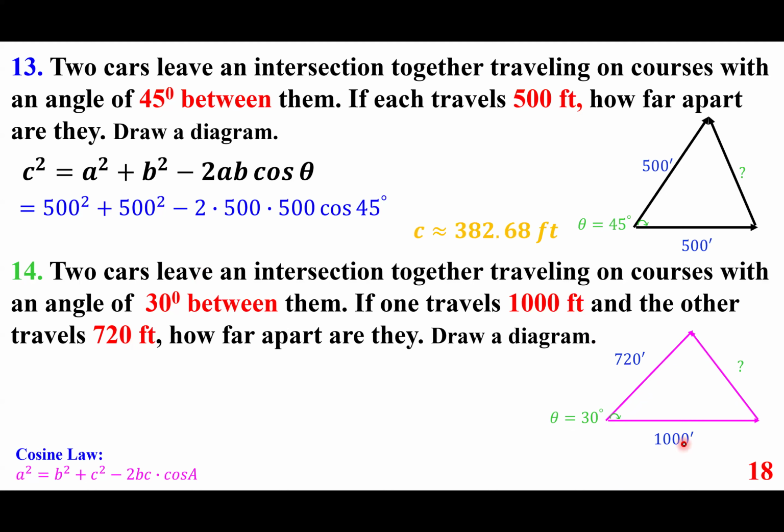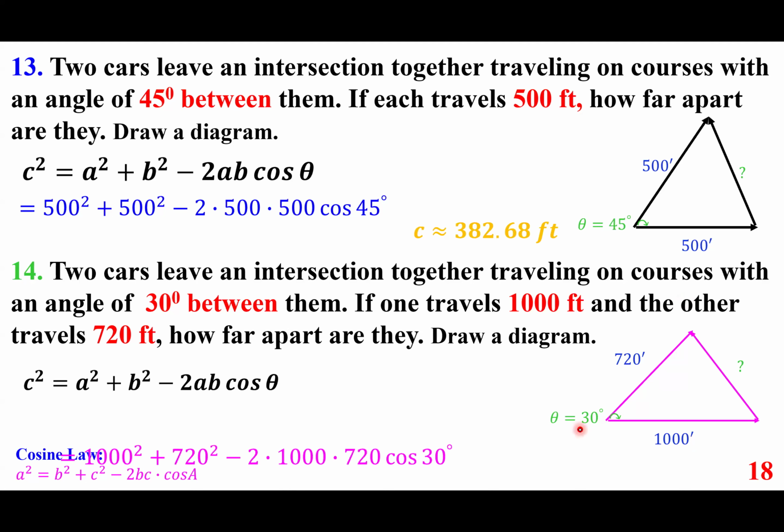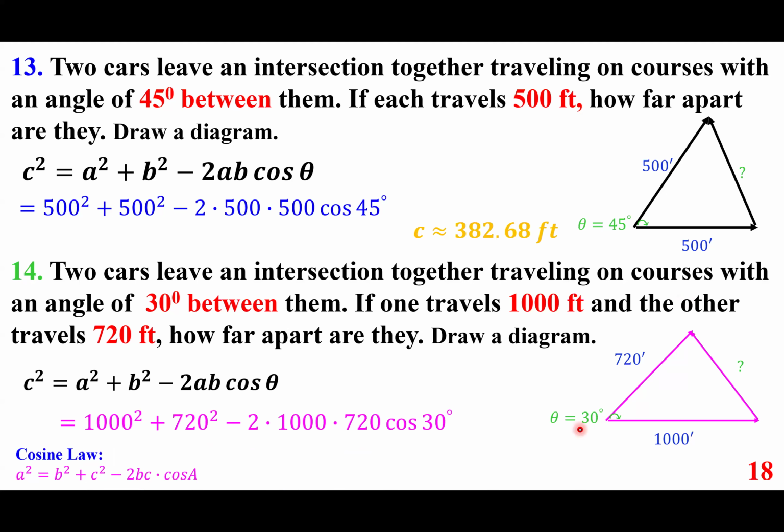We have no idea. We are going to use cosine law. In essence, the extended Pythagorean theorem. So 1,000 squared plus 720 squared minus 2 times the product of these two numbers, cosine of 30 degrees. That's the answer for c squared. You find it, you take a root, c becomes 520.89, almost 521 feet. Again, you have to put this into a calculator, get the c squared, and then eventually get to c.